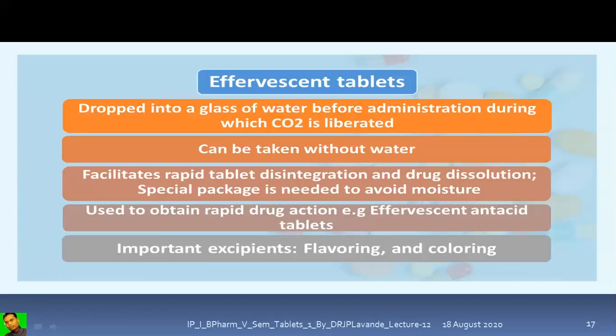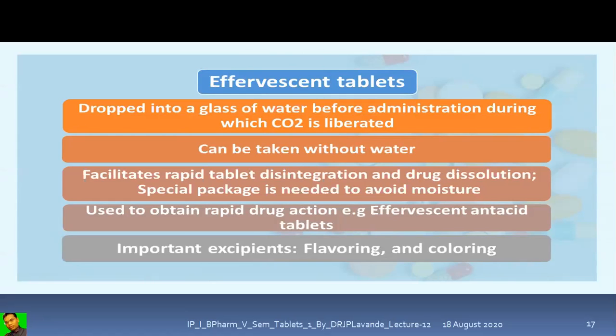Next is the effervescent tablet. The effervescent tablet is to be dropped in a glass of water before administration, during which carbon dioxide is liberated. The interaction occurs between the ingredients when they come in contact with water, and that causes the release of carbon dioxide, and this released carbon dioxide is responsible for breaking of the tablet, for disintegration of the tablet. It facilitates rapid tablet disintegration and drug dissolution.